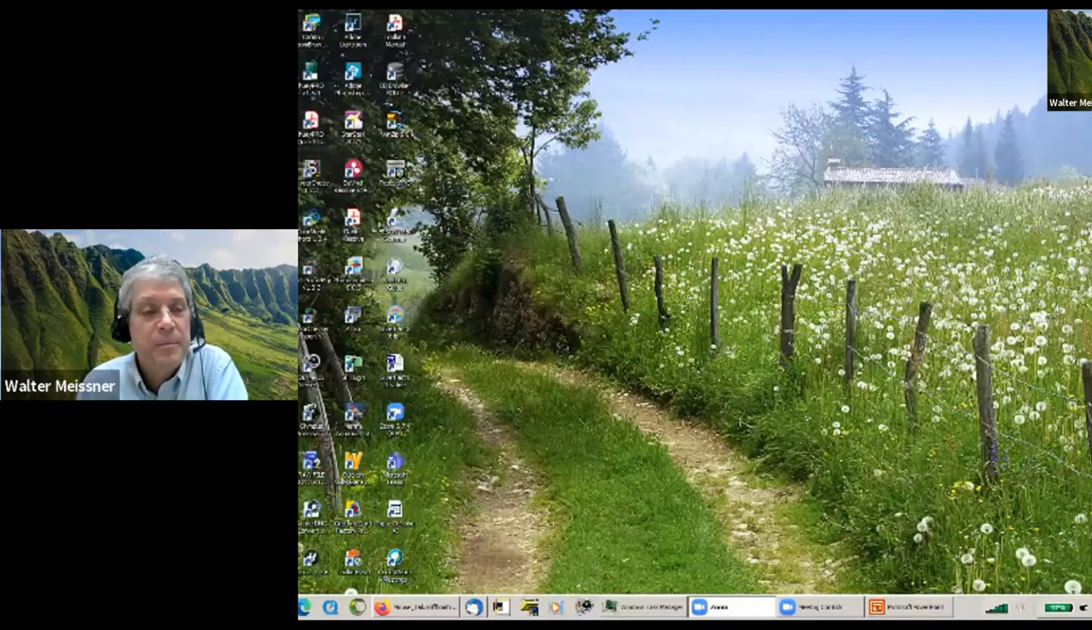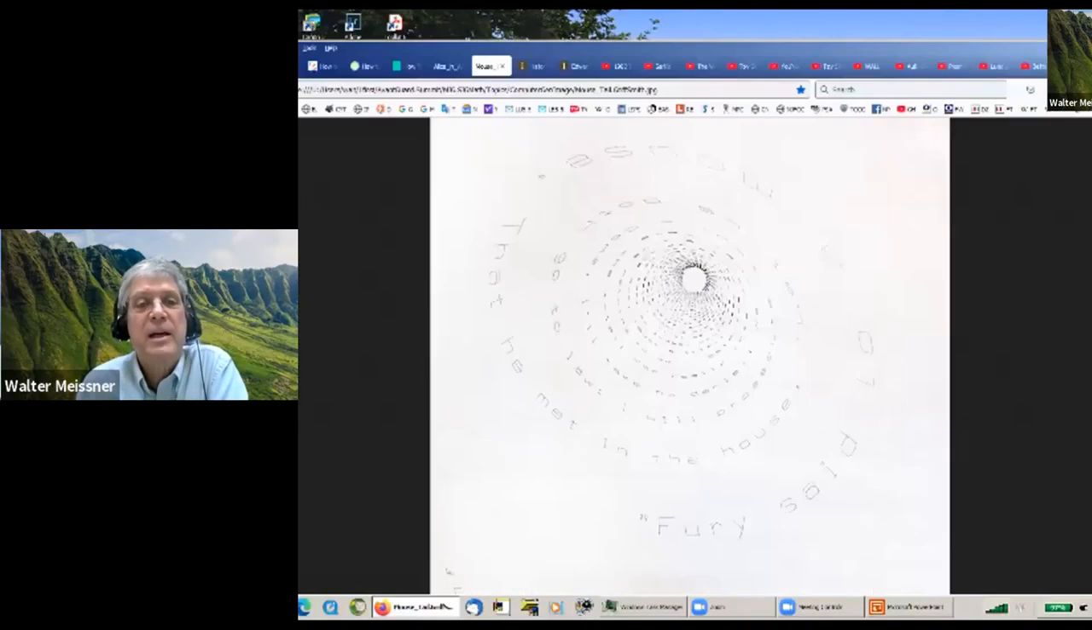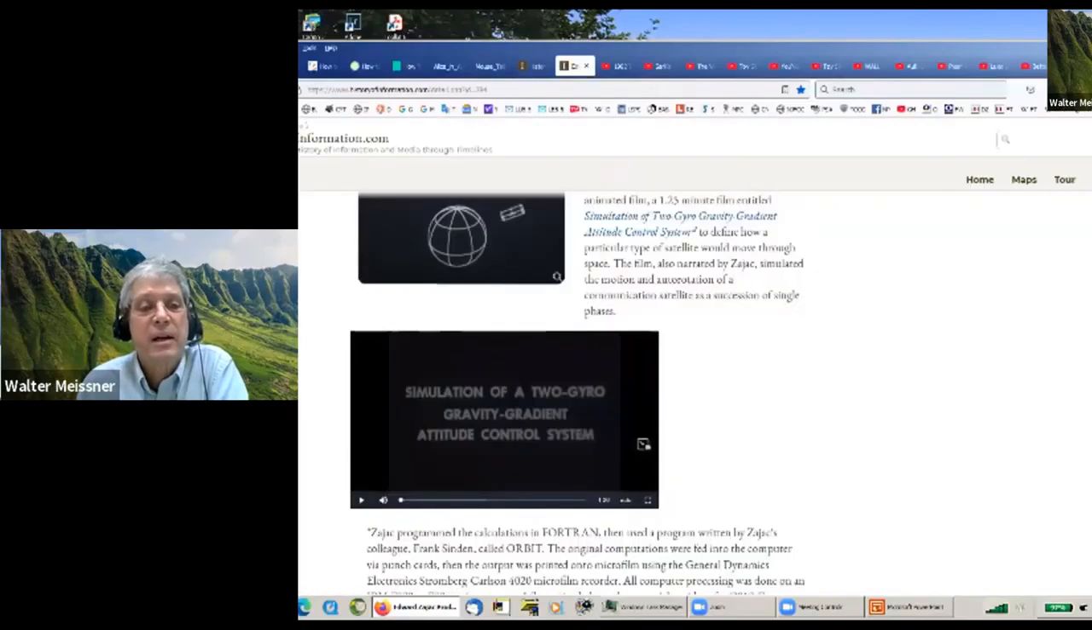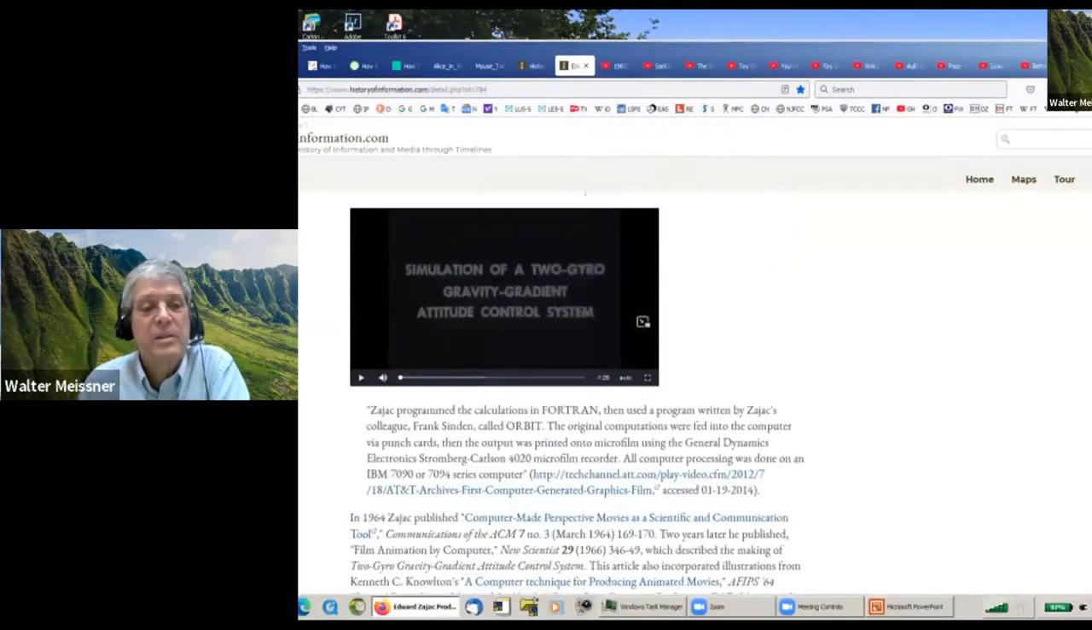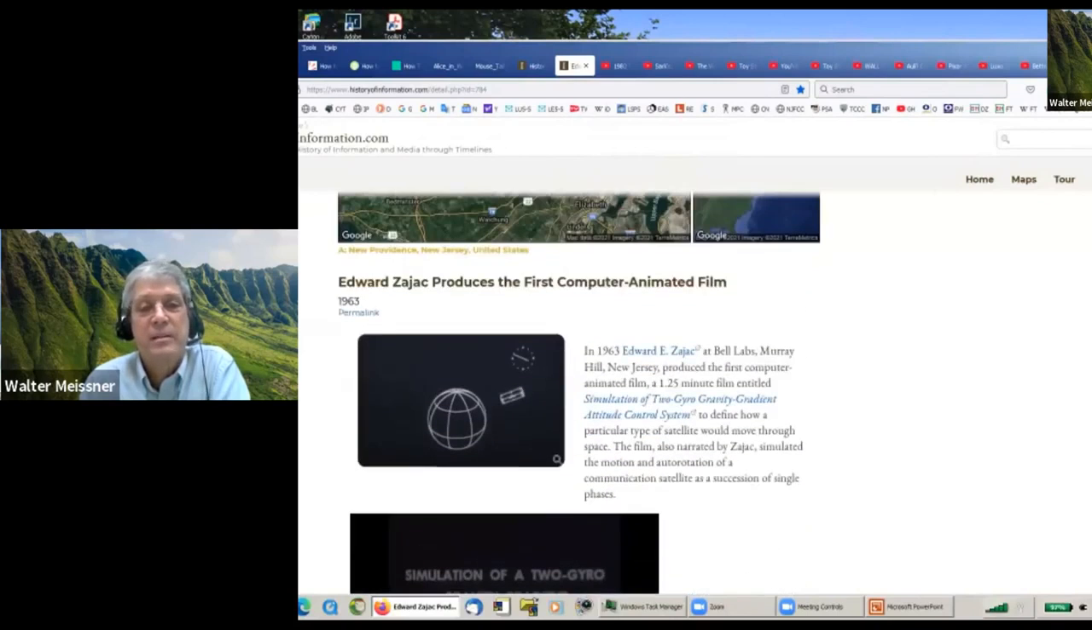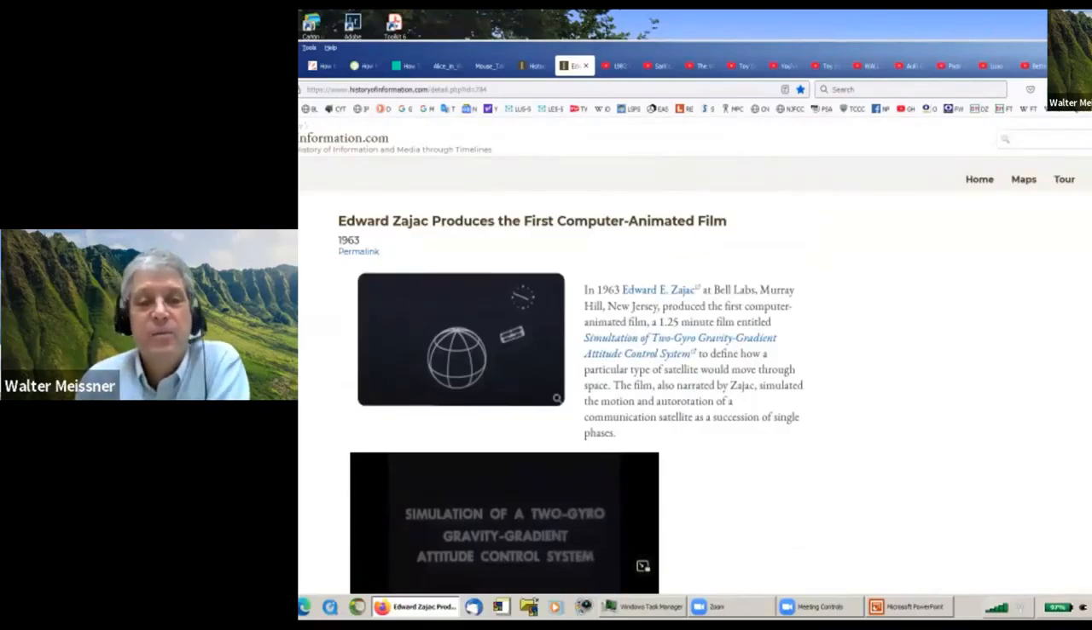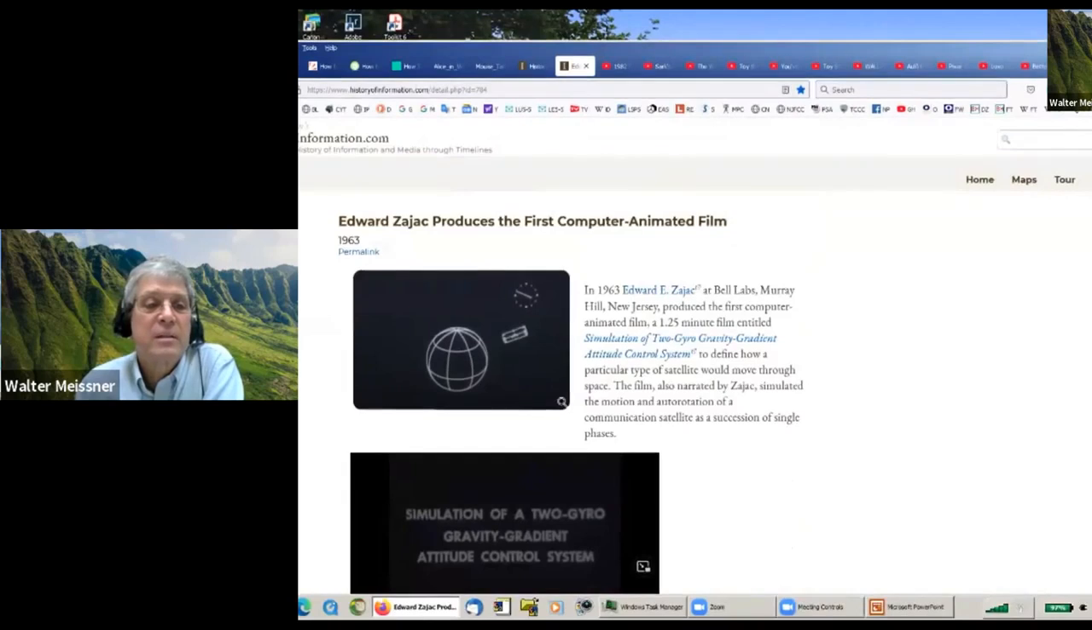So now the next thing I like to show is, okay, this is a vector graphic program done at Bell Labs in 1963 by Edward Zajac. And I have to thank Griff for finding this for me because he sent me this. What it is, there's a model of the Earth and there's a model of this rectangular orbiting body that's going around it. And there's a clock counting off the orbits.